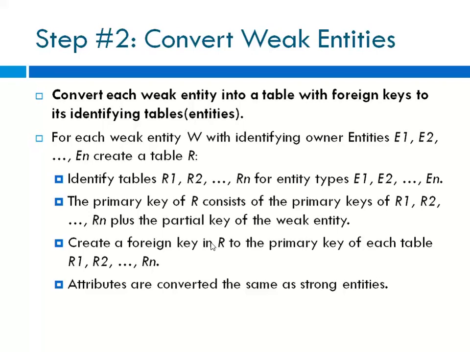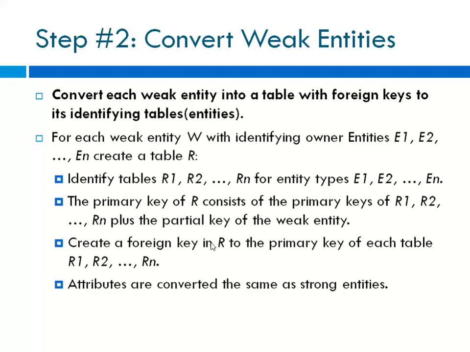How this is done is, for each weak entity W with identifying owner entities E1, E2, En, create a table R. Identify tables R1, R2 up to Rn for entity types E1, E2 and En. So what we are actually doing here is, whatever entities define a weak entity, on which the weak entity is dependent, for those entities we will use the tables that we have created for those strong entities.